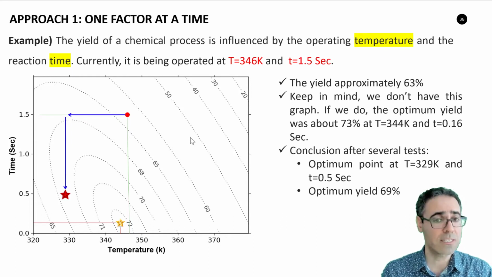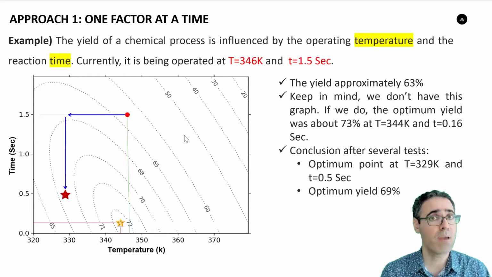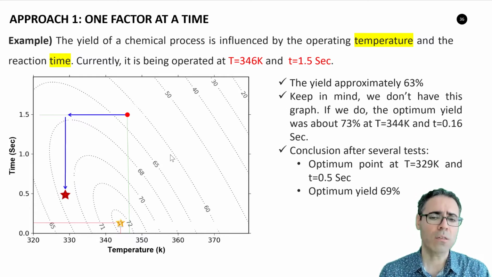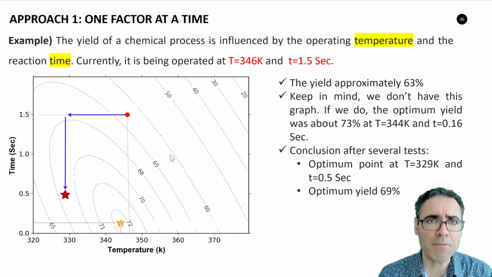We just did several tests, and maybe these tests were expensive, or time consuming. We did several tests to get to this point. So our conclusion then is maybe one factor at a time is not really a good approach.